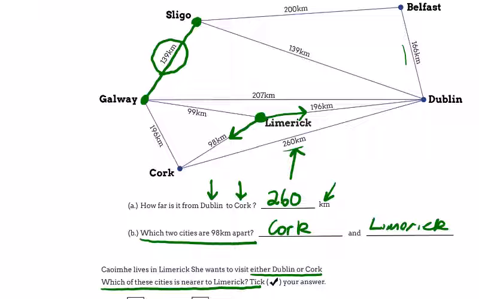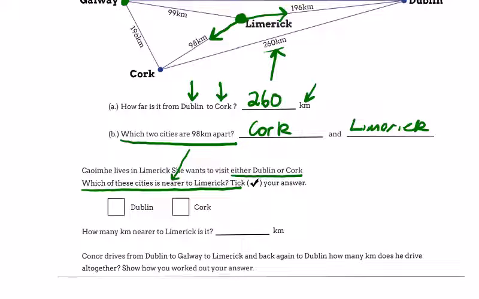You can see Cork is 98. Dublin is 196. So what they're asking is, can you read this question? Which is nearer? Some people may not read it. So which is nearer? Cork is nearer. So make sure you put a tick in the box if they ask you to put a tick in the box. Put a tick. Cork is nearer.